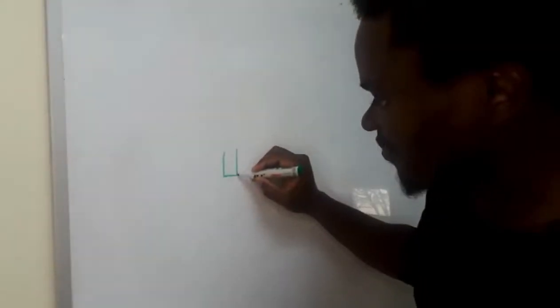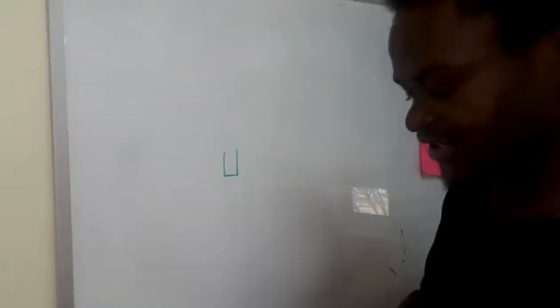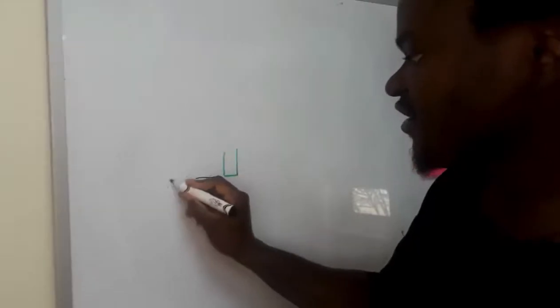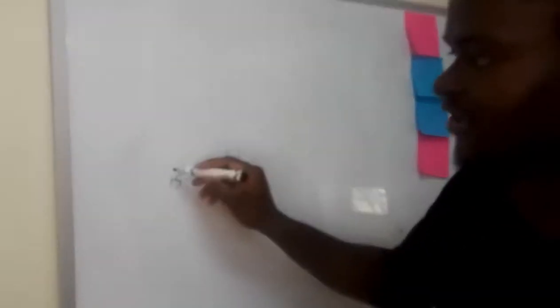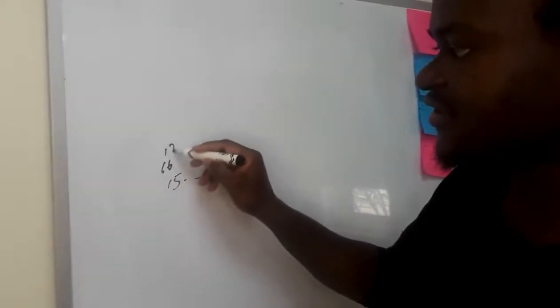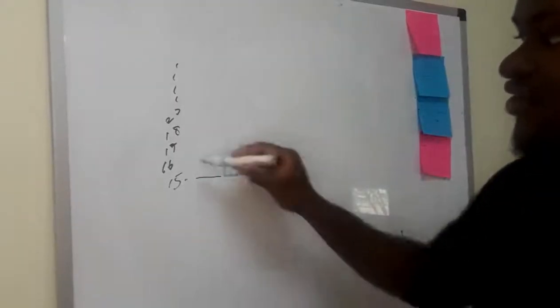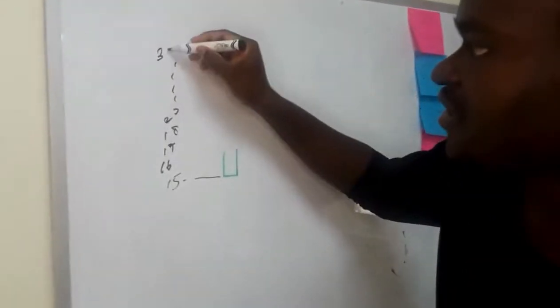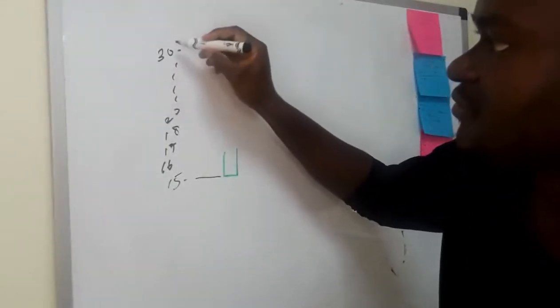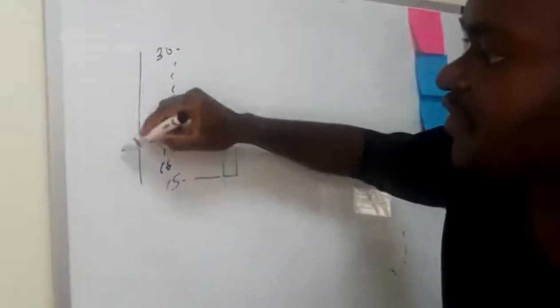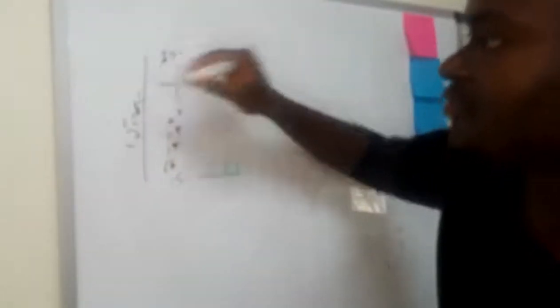And remember, this is where the market starts. The 15 minutes starts here. So 15 minutes here. So you can say 16, 17, 18, 20, and so forth. And so until 30 minutes here. So this is a 15-minute time frame.